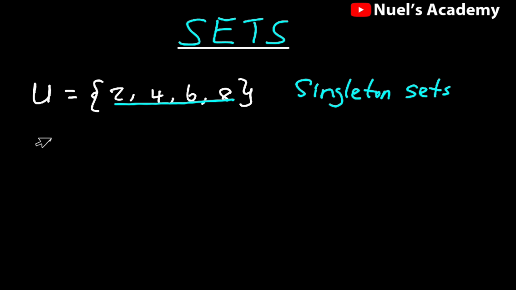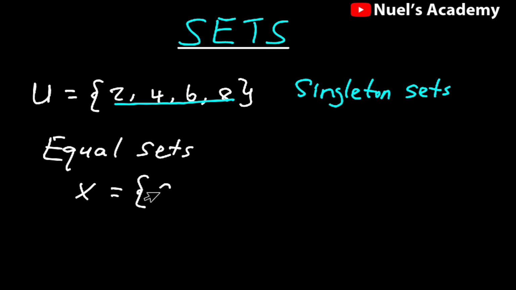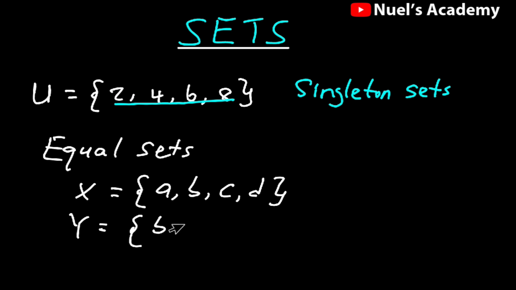Now let's discuss equal sets. Alright, now two sets are equal if they contain the same elements. Order of arrangement doesn't matter. For example, if X contains these elements A, B, C, and D, and Y is made up of the following elements: B, D, A, C, and D.